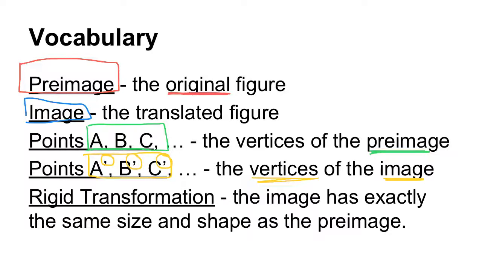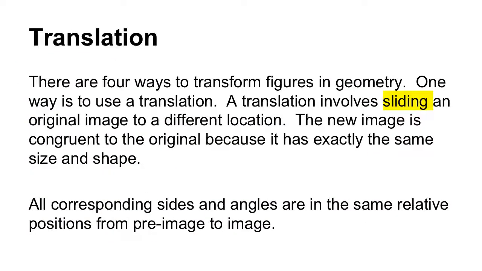All right, and then finally, let's talk about rigid transformations. Rigid transformations means the image has exactly the same size and shape, and those are the ones that we're going to focus on today: rotations, reflections, translations. The only one that's not going to fit into this section are dilations because they would not be the same size. So let's start with translations. As I said, there are 4 ways to transform a figure. Only 3 of them are rigid, and the first one we're going to talk about is a translation.